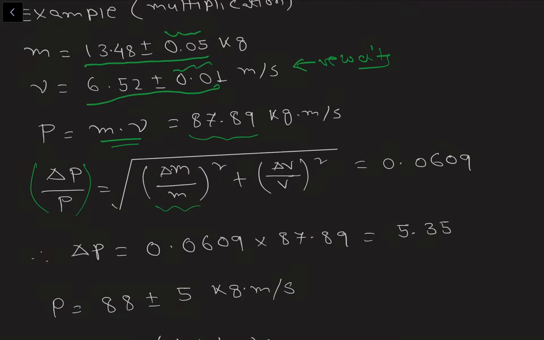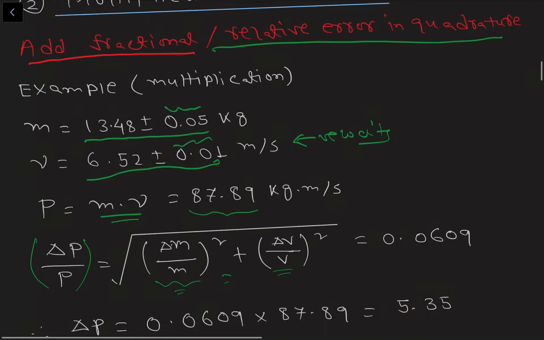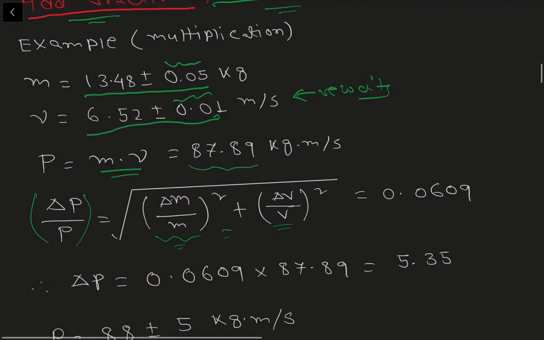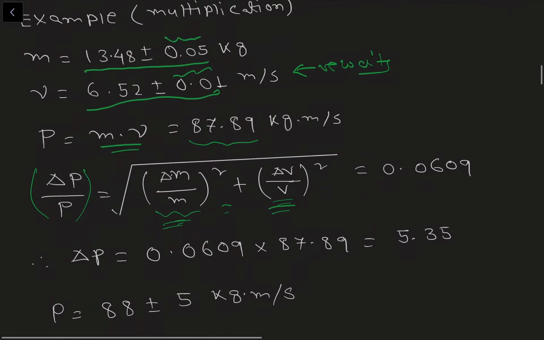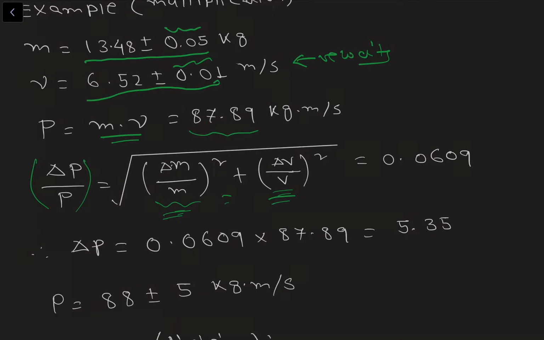Now the relative error in momentum will be the square root of relative error of mass squared plus relative error of velocity squared. Then we have to add them and then take the square root. As we earlier said, we add fractional or relative error in quadrature. So we are adding relative errors in quadrature and then taking the root. So the fractional error, relative error in momentum, will be given by this form.